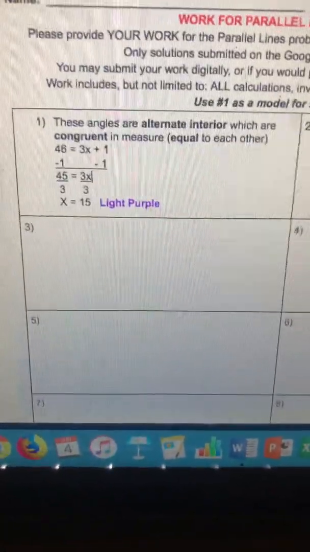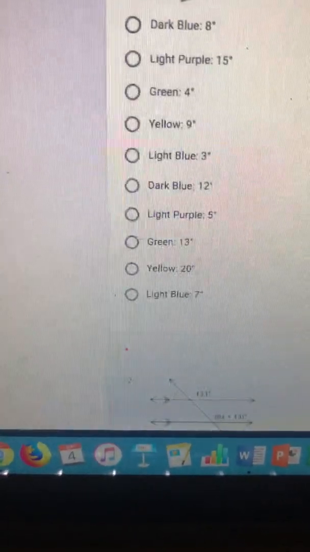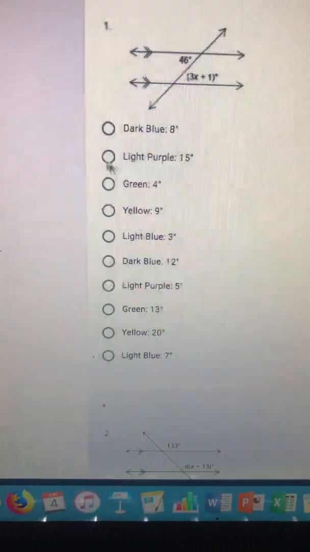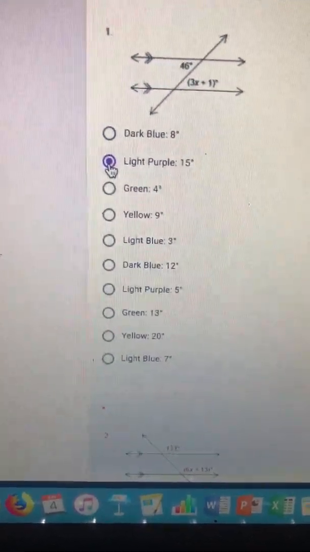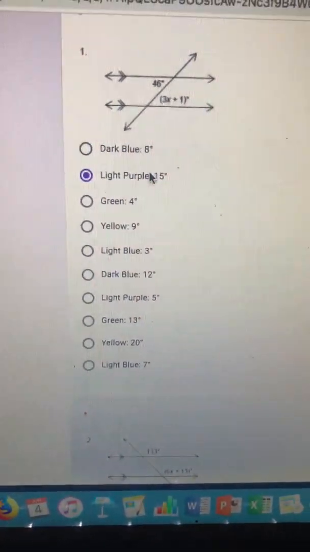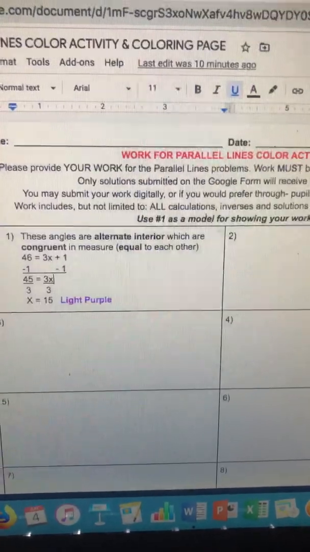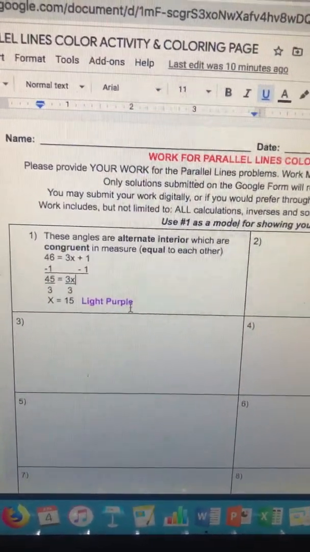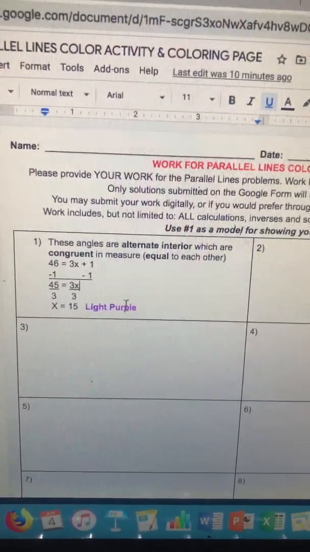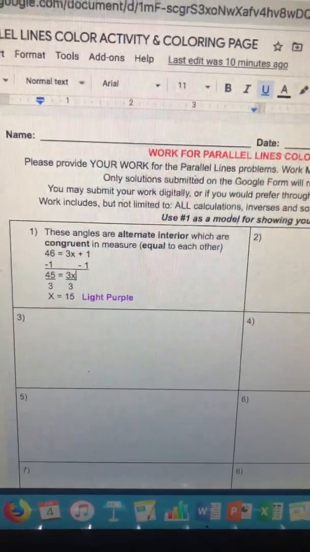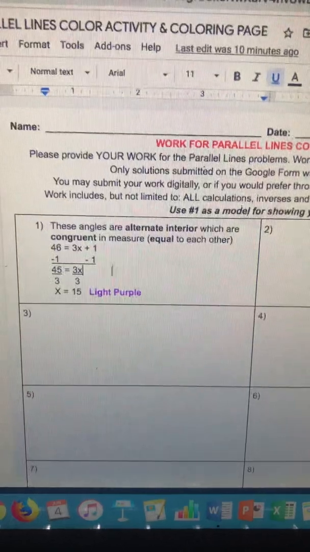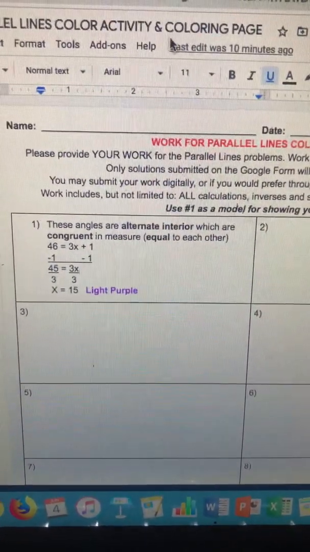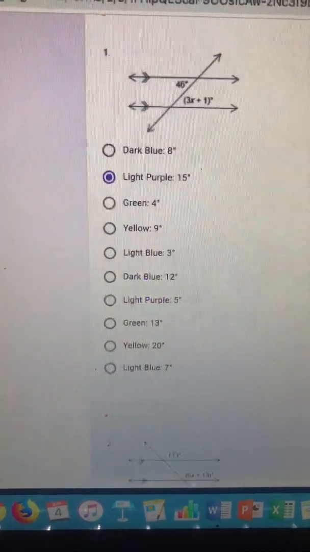So I know that it's light purple because if I go back to the form, where I see 15 degrees, it's light purple, so I would click that for my answer. And then for the coloring page, wherever you see a 1, you would color that space light purple. Okay, so I'm going to go through the form first, and then I'll give you your directions for how to color if you are able to, just because it's a little different than usual.